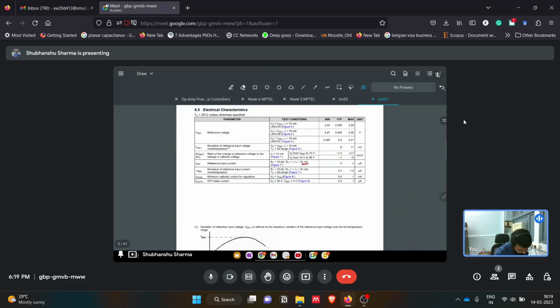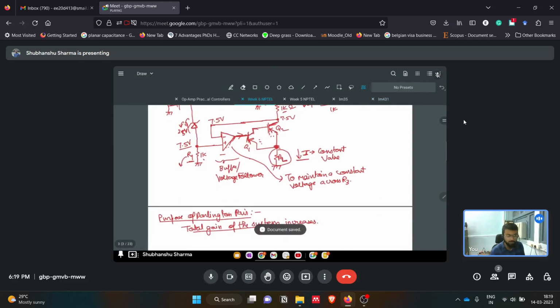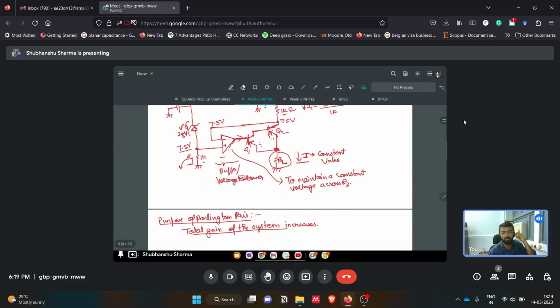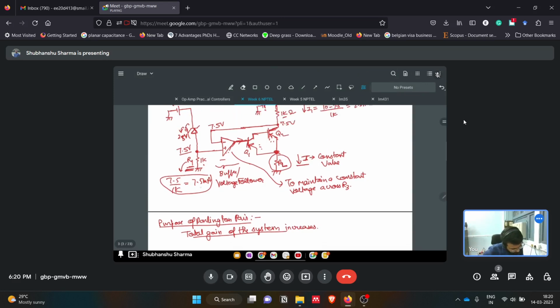Maximum reference. Okay, this is the I reference, the current, which is 4 microamperes in this case. Anyway, I was telling you that each and every Zener diode has a current reference value, the current which can flow through it. So we cannot exceed that value. Before that, we have used this R1 resistor, which will maintain 7.5 by 1 kilo, which is 7.5 milliamperes of current through this Zener diode.